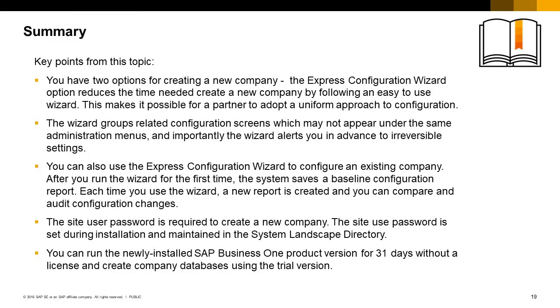These are the key points from this topic. You have two options for creating a new company: choose new or choose new using Wizard. The latter option saves time and removes the need to navigate the individual configuration screens. This makes it possible for a partner organization to adopt a uniform approach to configuration. The Wizard guides you through the correct order for configuration.